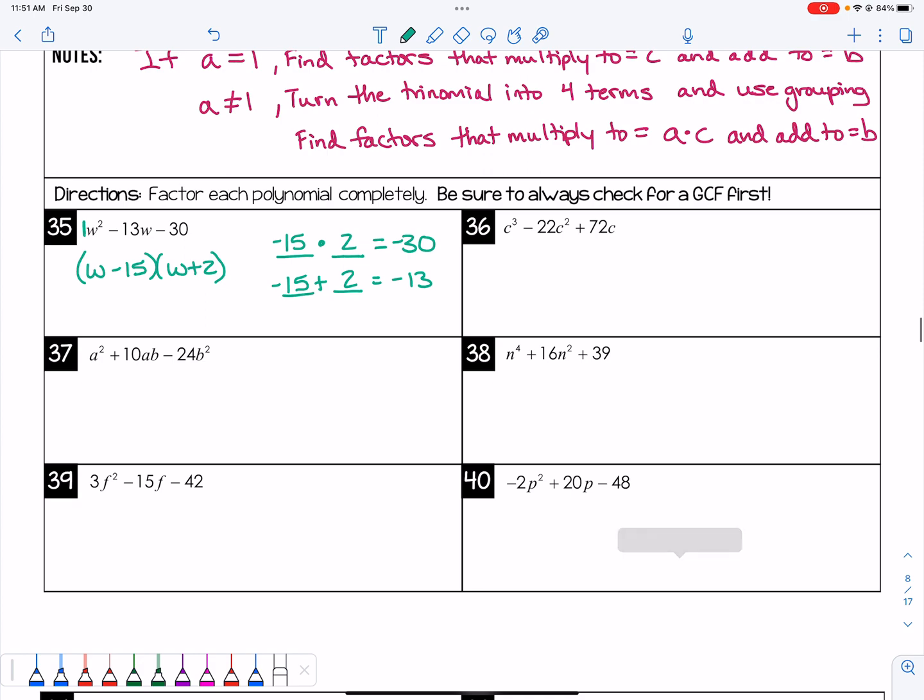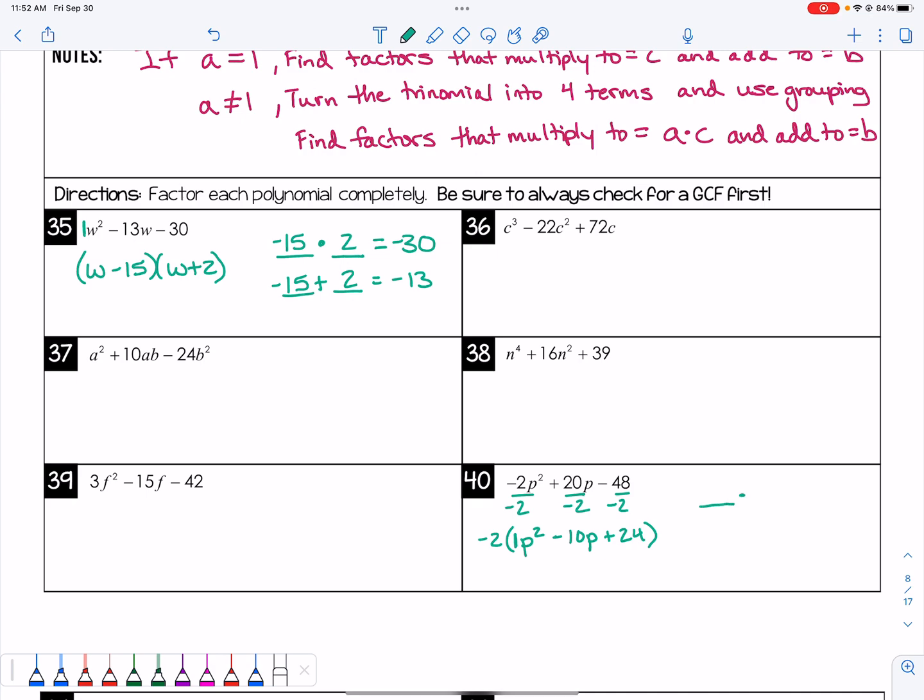Let's say number 40. If I have negative 2p squared plus 20p minus 48. I notice I have a negative out front, so I definitely want to factor that out. And I see that they do all divide by negative 2. So I'm going to take out a greatest common factor of negative 2 first, and then we'll factor it further. So I have p squared left over, I have negative 10p left over, and I have 24. So once I take out the negative 2, my a value is equal to 1.